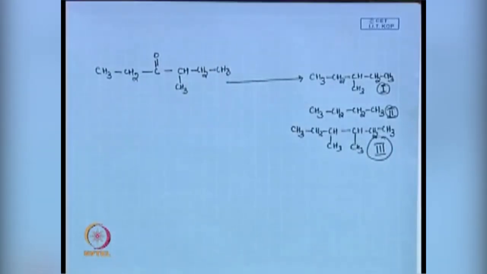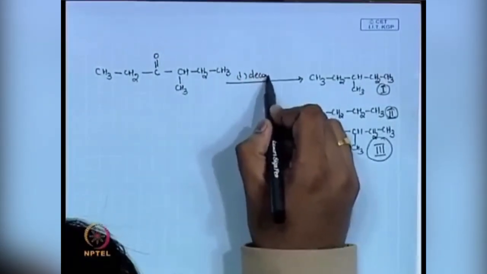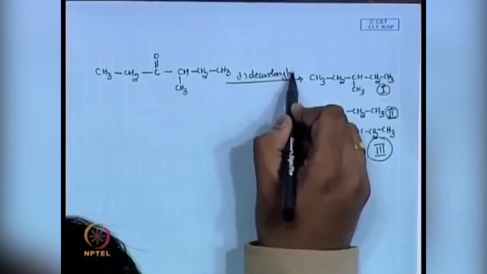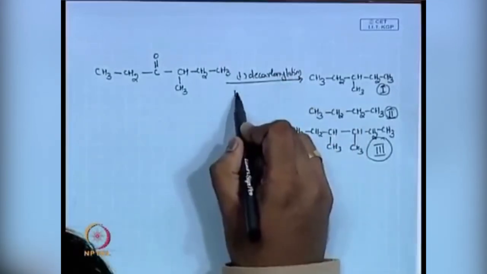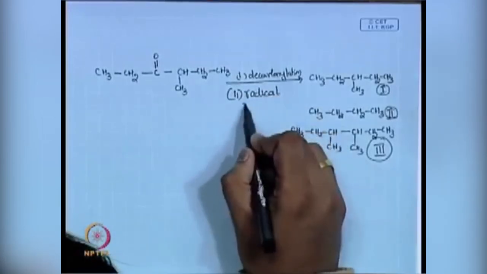Okay. So, we will call this a decarbonylation followed by your radical recombination.